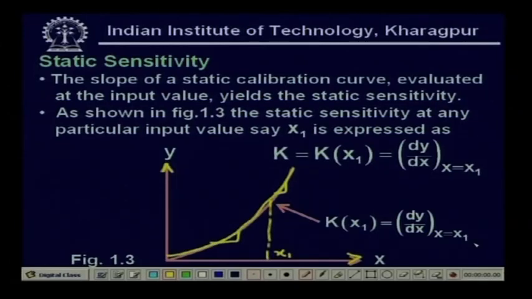You will find this typically true in the case of a thermocouple. Suppose for the platinum rhodium thermocouple, we say that its static sensitivity is around 10 to 12 microvolt per degree centigrade. It is non-linear. In some range you will find 10 microvolt per degree centigrade, in some other range you may find 12 microvolt per degree centigrade, and in some other range even less, might be 6 to 7 microvolt per degree centigrade.